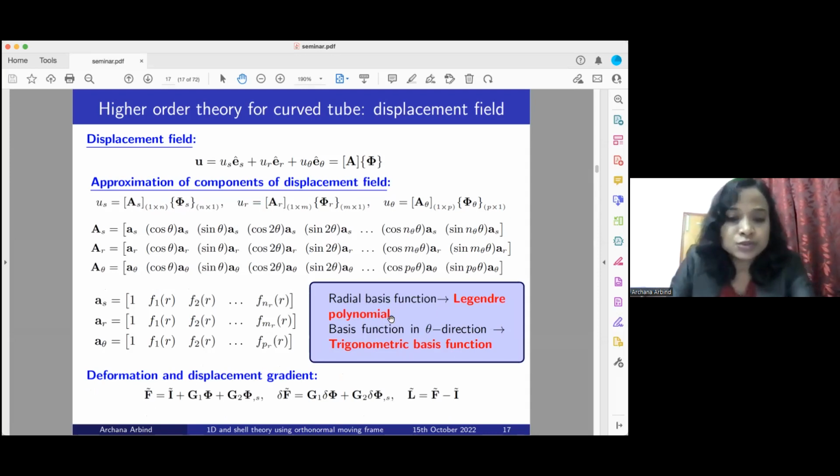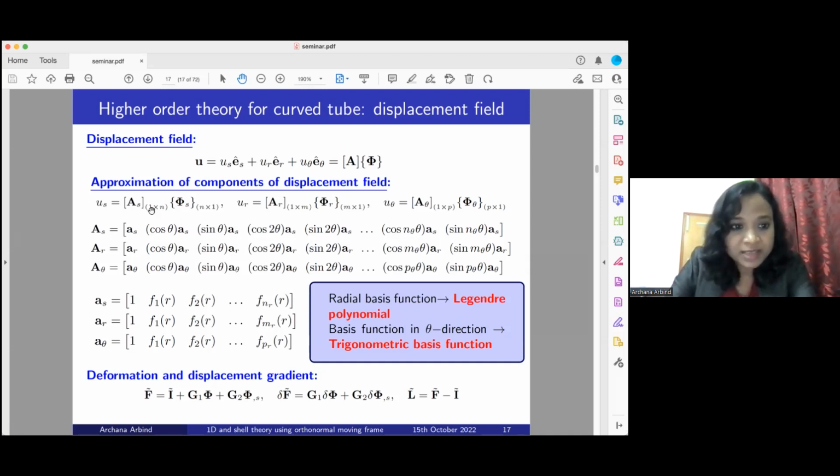One can also use power of R, but I have used Legendre polynomial because it is an orthogonal basis function, so it gives some advantage in numerical calculations. This AX would be the matrix of basis function, and phi S here is the displacement coefficient, which is unknown and only a function of S coordinate, that is the length along the reference curve, which we have to find out by numerical method.